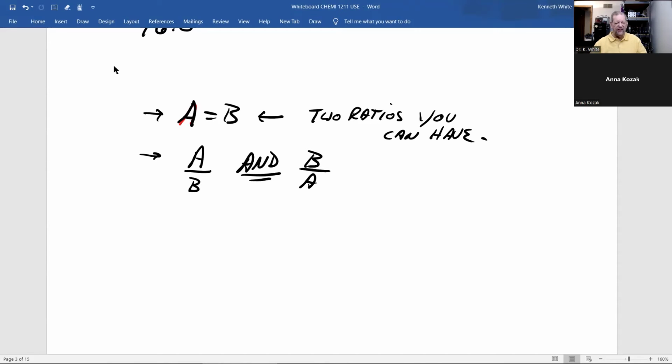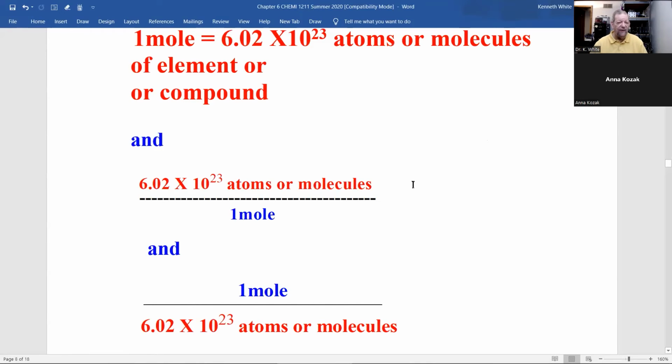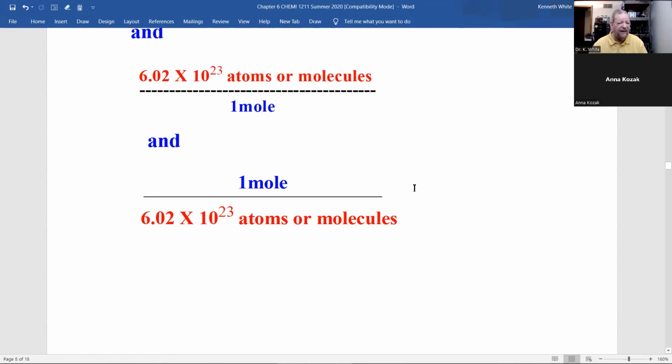Whenever 2 things equal each other, there are 2 ratios you can have, A over B or B over A. So what does that mean for chemistry? Well, here I have it written here, but I'm going to write it on the whiteboard, which you'll see easier to see.